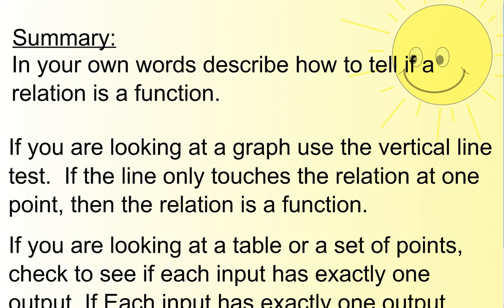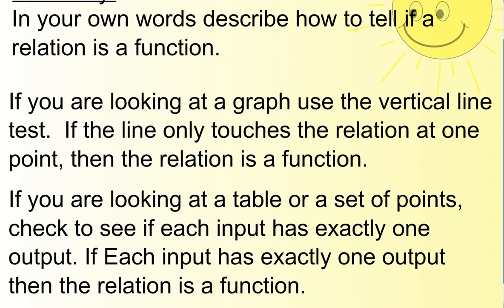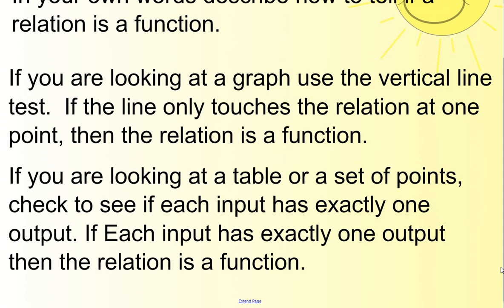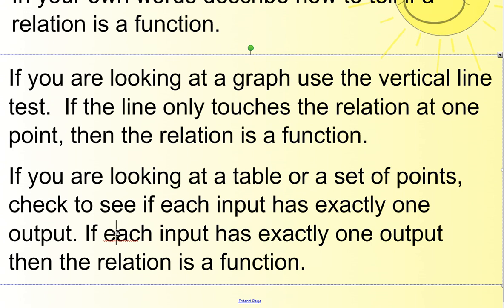All right, so I put down my response. I say here, if you're looking at a graph, then use the vertical line test. If the line only touches the relation at one point, then the relation is a function. If you're looking at a table or a set of points, check to see if each input has exactly one output. If each input has exactly one output, then the relation is a function. Lowercase, nice. So, this lesson has been about what is a function and what is not a function.